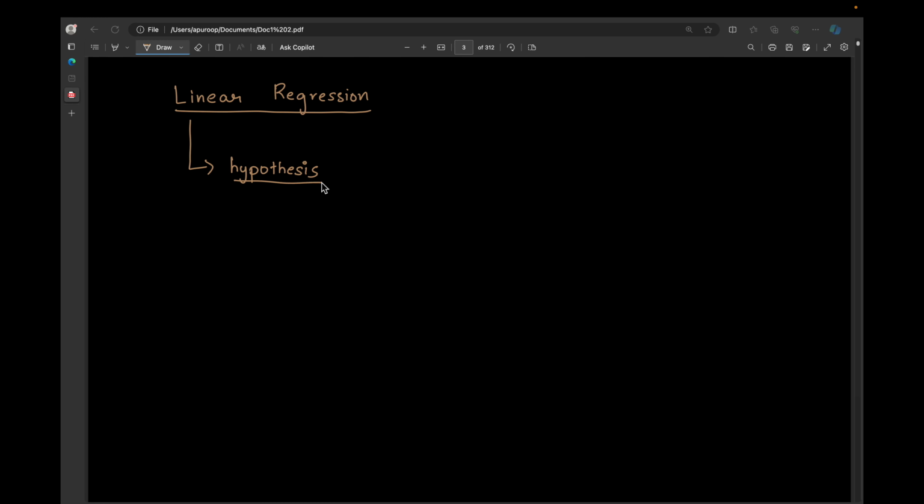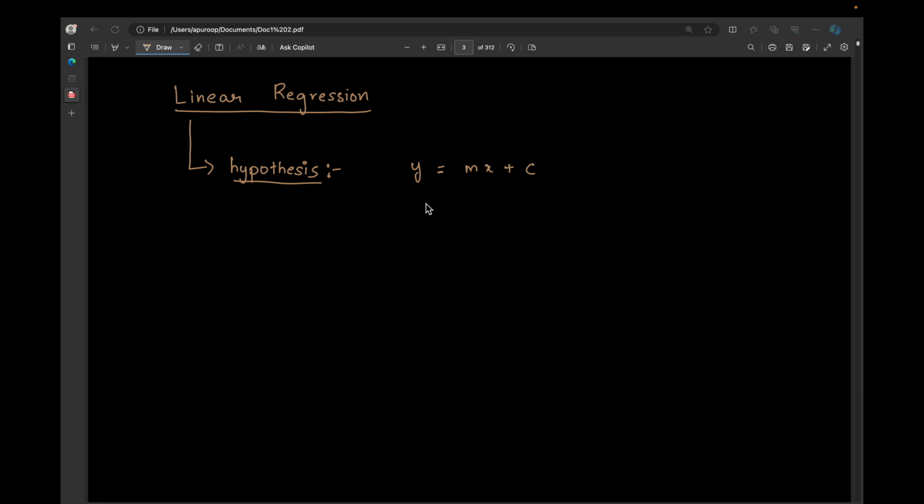The hypothesis is the one where we tell the model what it should do. We tell it the relation between the input and output. We'll not tell the exact relation, we'll just tell it to draw some straight line, but we'll not say how to draw it. Okay, so that is the basic point over here. So what will be the equation of a straight line? If you remember, it will be y equal to mx plus c.